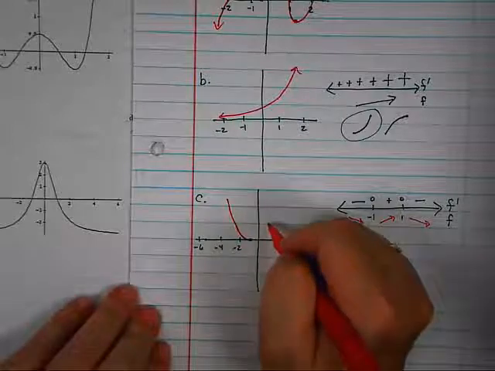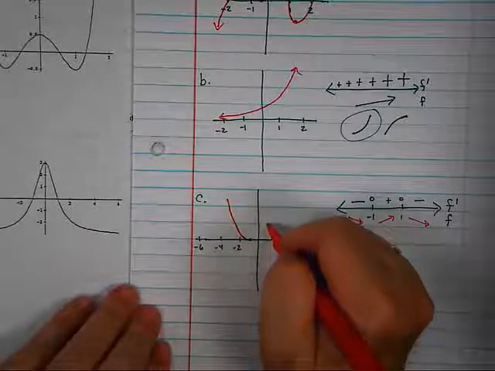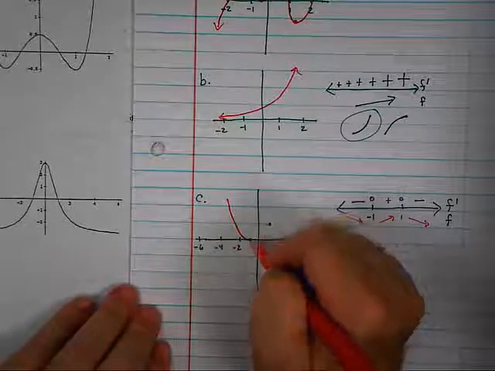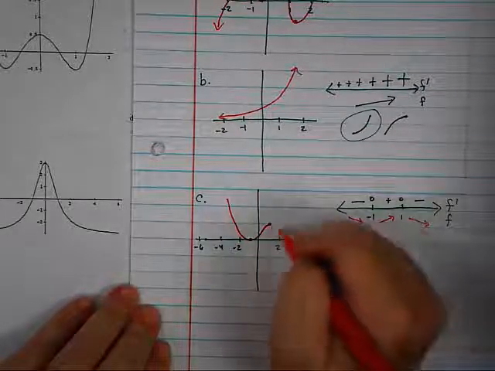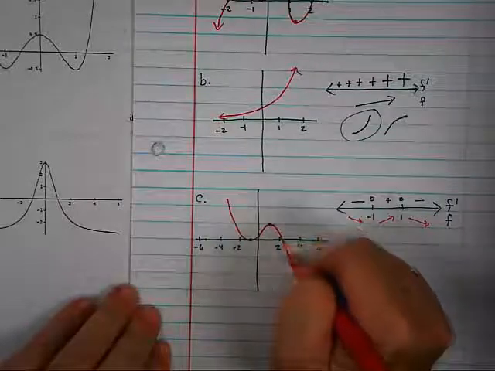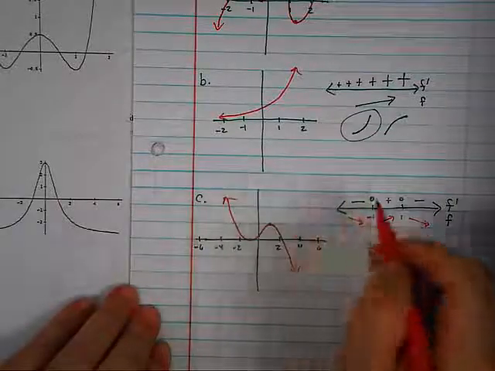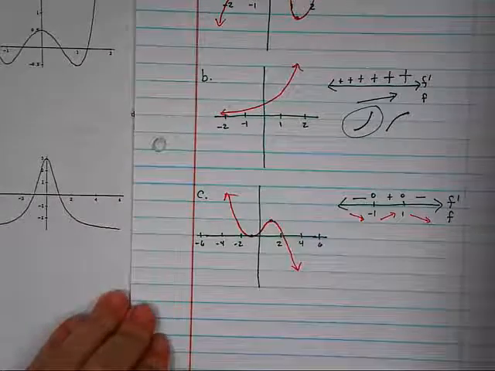Then it's increasing to positive 1. So it's got to be, I got to pick a point that's higher. I'll pick it right there. And then we're going to be slope of 0 again. And then it's decreasing after that. So down like so. And there is a rough sketch of what C could look like.